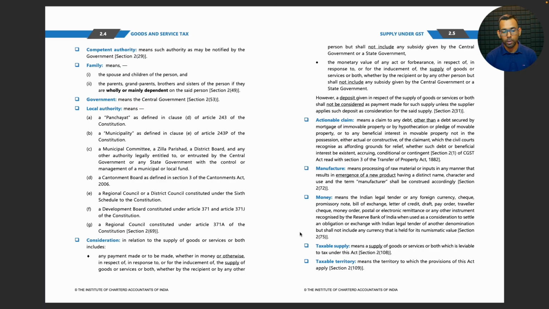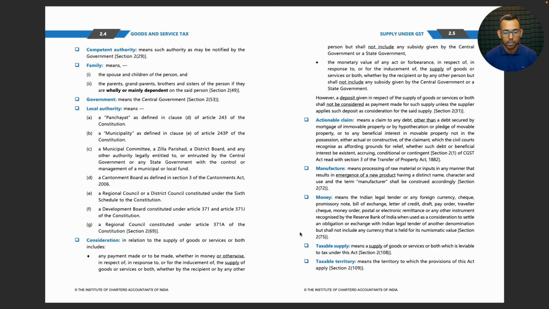Now let us talk about consideration. In relation to the supply of goods or services or both, it includes any payment made or to be made, whether in money or otherwise, in response to or for the inducement of the supply of goods or services or both, whether by the recipient or by any other person, but shall not include any subsidy given by the central government or a state government.